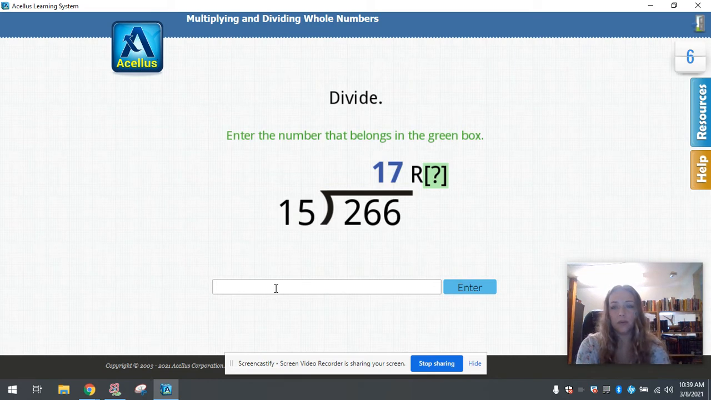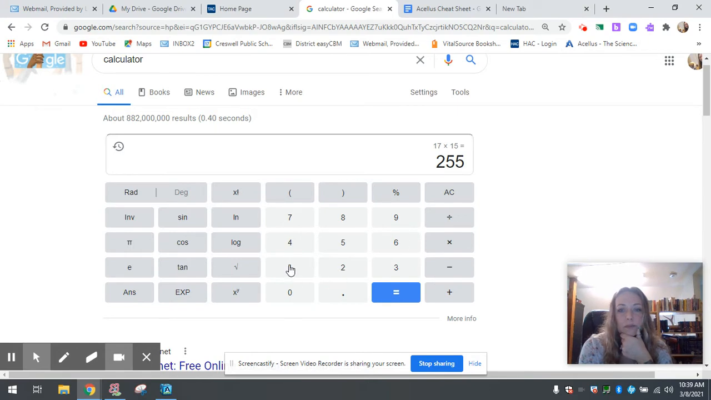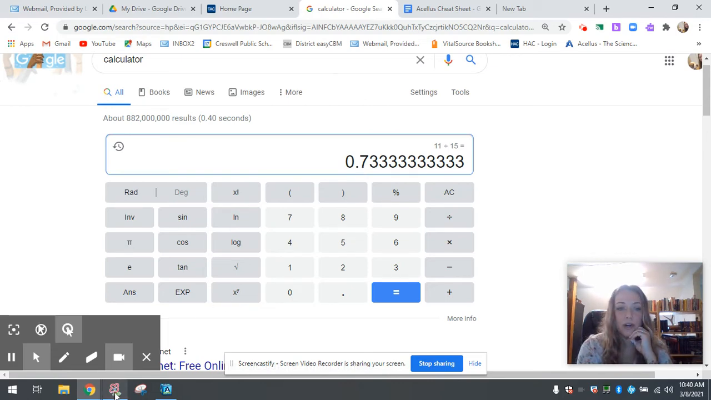So 11 is my remainder, and what that's basically saying is the remainder is 11 out of 15, because we weren't able to make that last whole group and give us 18 groups if we did 216 divided by 15. So I'm going to show you what 11 divided by 15 gives you in your calculator. And you'll notice that it's 0.7333333. So 11 fifteenths is equivalent to that decimal remainder that we got before.